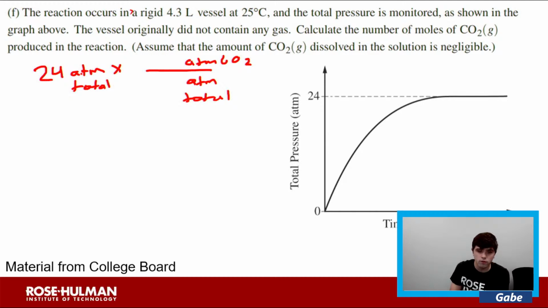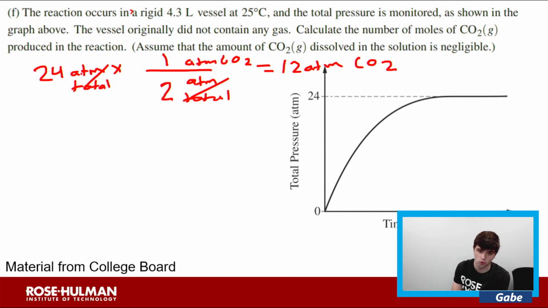So we have, since we determined that it increases at half the rate of the total, we know that for every 2 atmospheres of product total, we have 1 atmosphere of carbon dioxide. So we can simply divide, we can cancel these and be left with atmospheres of carbon dioxide, and then we do our multiplication and division. So 24 times 1/2, we'll have 12 atmospheres of carbon dioxide.